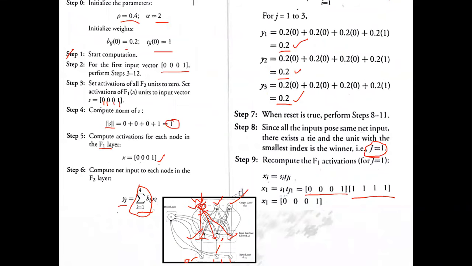Now consider these weights and your input vector to find the new input vector x of 1. If we multiply these two vectors, we'll obtain 0001. So this is our new vector. The next step is to calculate the norm of this vector.